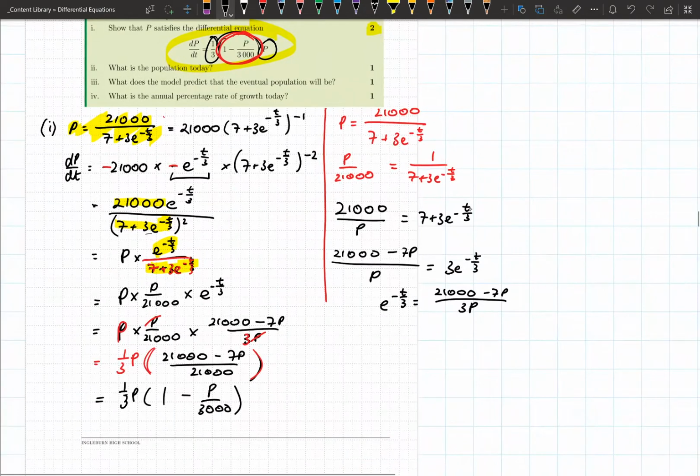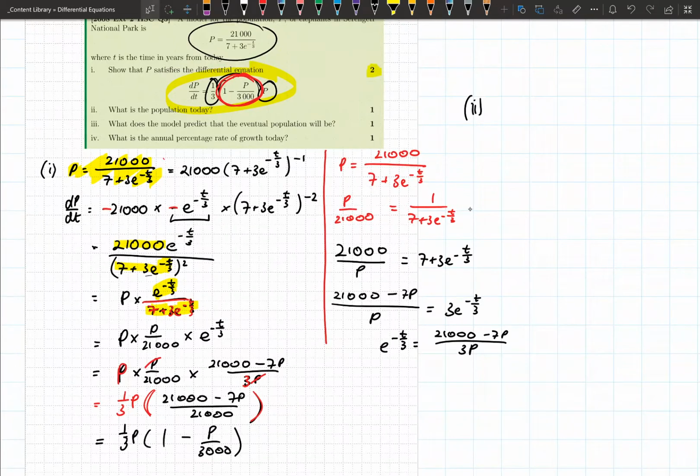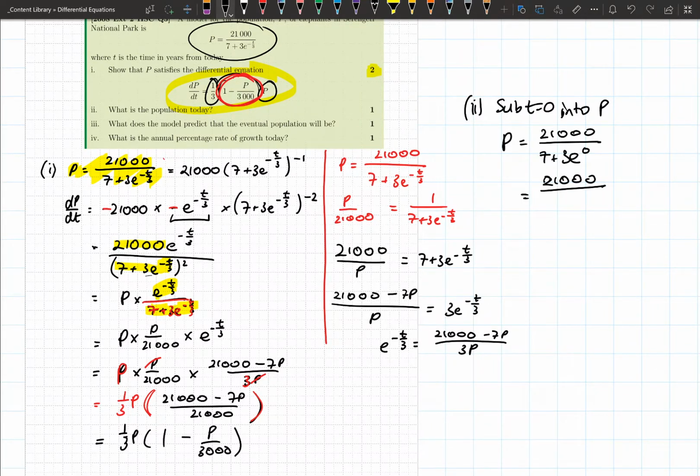Okay, part 2. What is the population today? What do I need to do for this second part? Sub t equals 0 into which equation? The first P equation, into the p equation. So here I'm going to get p is equal to 21,000 over 7 plus 3e to the power 0. What does that become? It will be 21,000 over 10. You're dividing by 10, so you get 2,100.